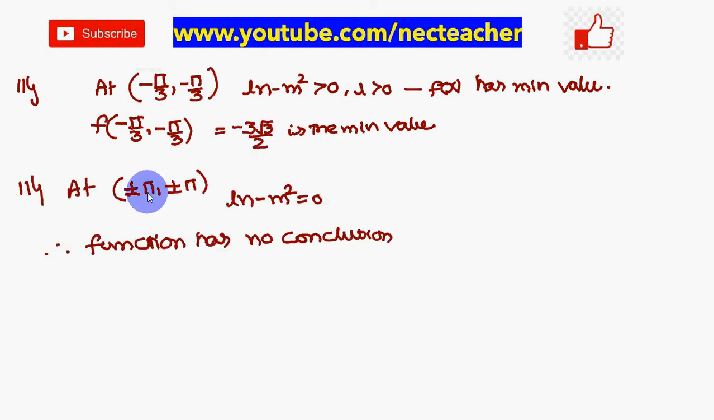So similarly at (plus or minus pi, plus or minus pi), ln minus m square is equal to 0 because sin pi is 0. Therefore the function has no conclusion. This is about the maximum and minimum of functions of two variables.